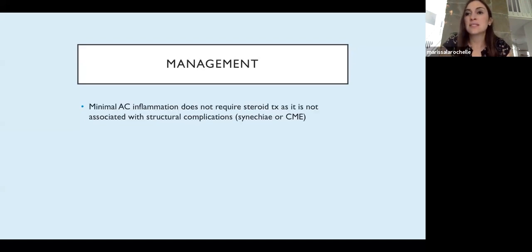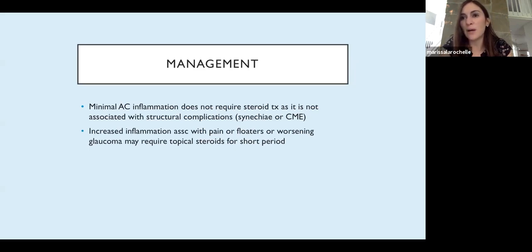So treatment in this is a little bit different. This may be the only case of anterior chamber inflammation that we don't need to treat until there are zero cells in the anterior chamber. The low-grade inflammation is not very responsive to topical steroids, and it's okay to leave the mild low-grade inflammation there since it's not associated with the structural complications of anterior uveitis that we see in other disease.